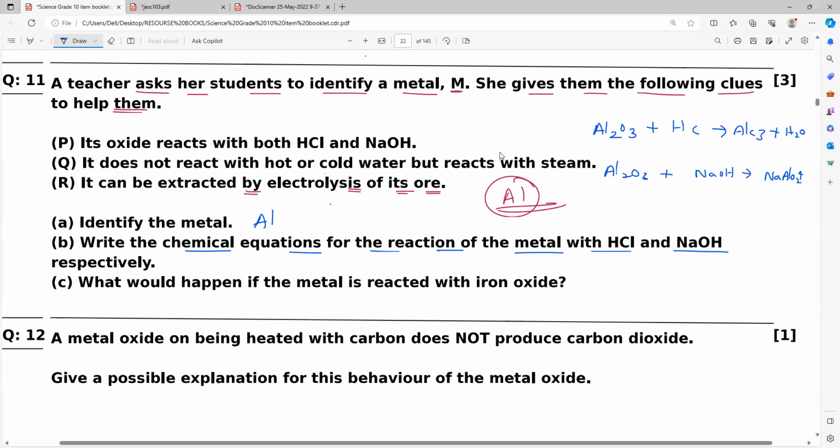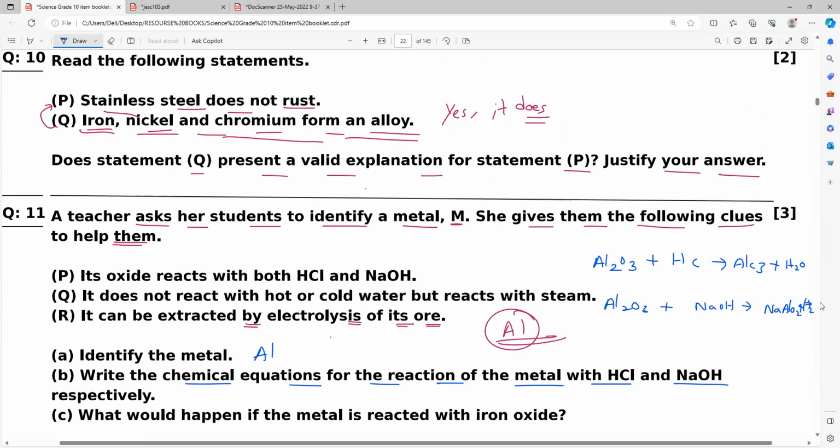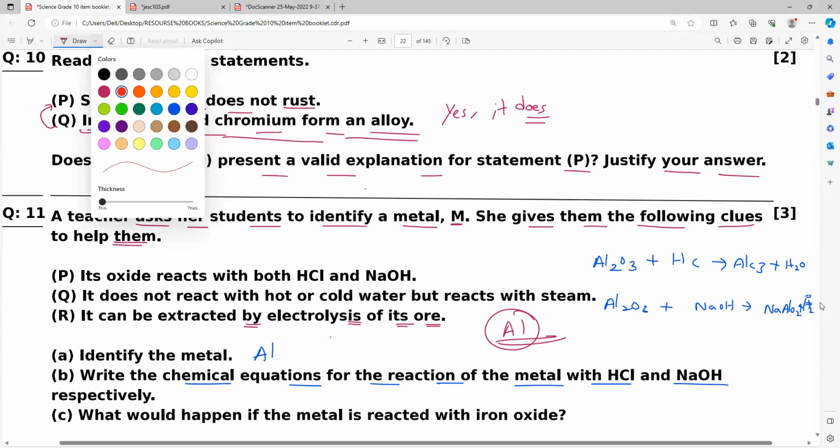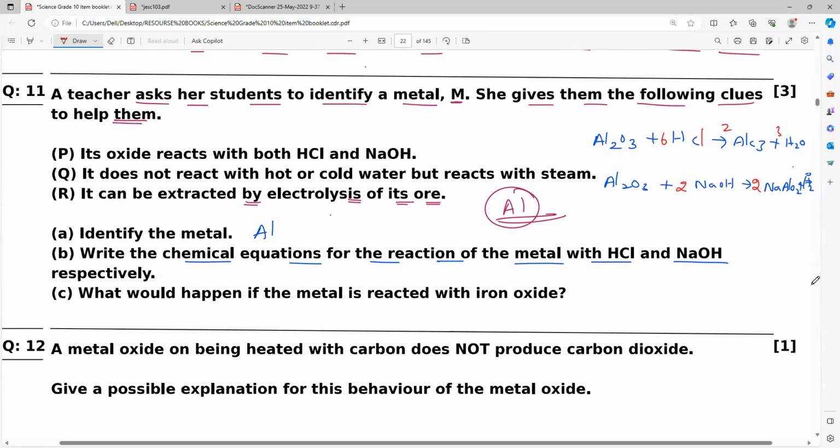This is the most important equation I have taught you. Sodium aluminate plus H2O, that's all it is. So write the balanced equations: aluminum oxide plus 6HCl gives 2AlCl3 plus 3H2O. In the same way, aluminum oxide with 2NaOH gives 2 sodium aluminate plus water, H2O. Please do it.